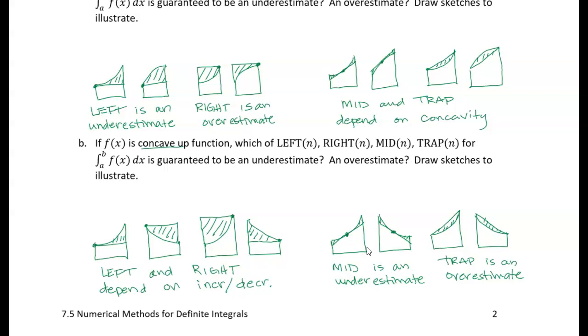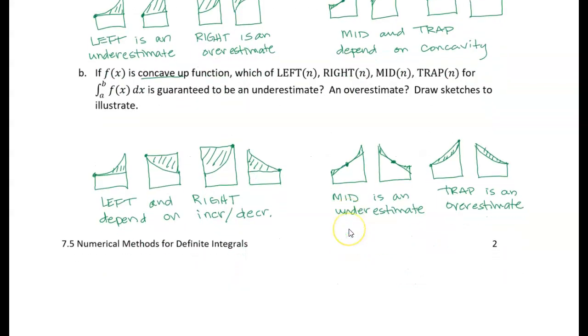And for the trapezoid rule, the area is represented by a trapezoid, connecting these two endpoints. And so you can see that the line between the endpoints within the subinterval is always above the actual curve when it's concave up. And so the trapezoid rule gives us an overestimate.